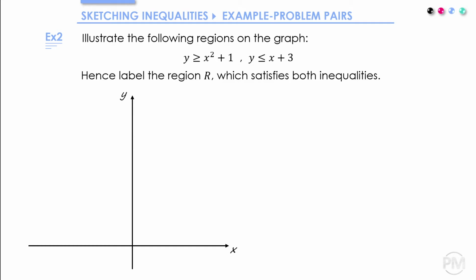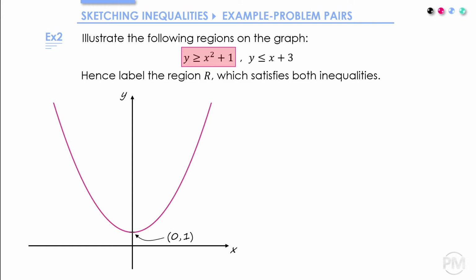Okay, in example 2, we're going to throw a quadratic inequality into the mix. So we've got two regions to illustrate. y is greater than or equal to x squared plus 1, and y is less than or equal to x plus 3. So we'll start by drawing y equals x squared plus 1. We can think of this as a translation of one unit in the positive y direction. So the y-intercept will be at (0, 1), and we're going to have a parabola.